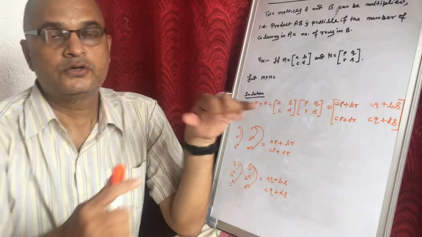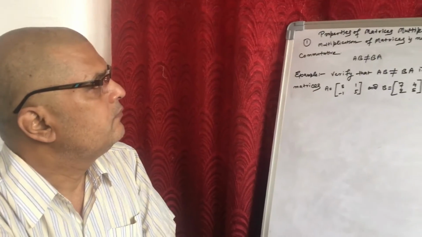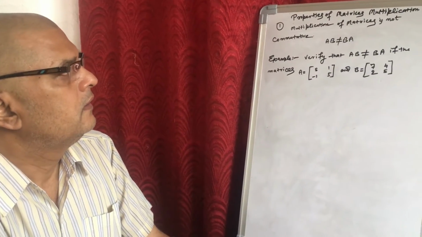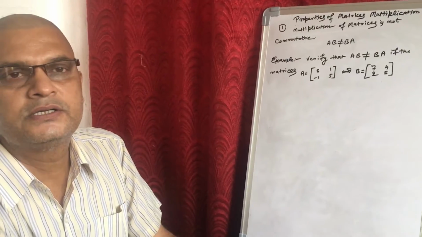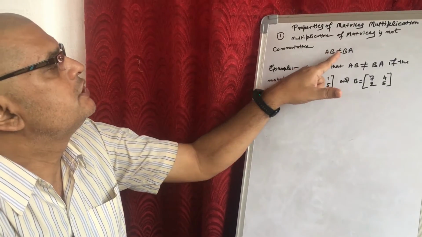So this is the process of multiplication, right? I am going to discuss with the help of an example that the multiplication of matrices is not commutative. That means AB is not equal to BA.